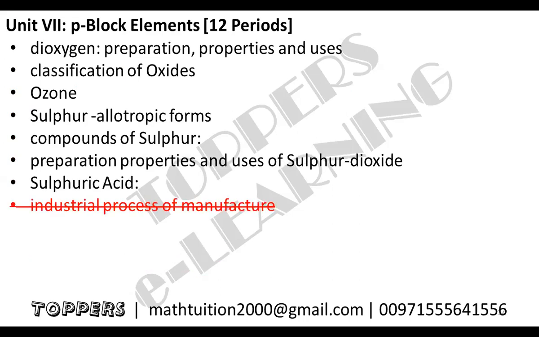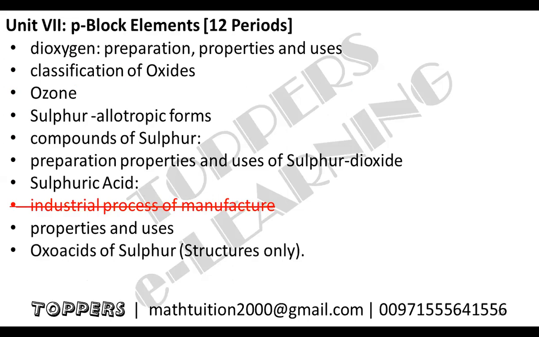Sulfuric acid: the industrial process of manufacture of sulfuric acid is removed, but sulfuric acid, its properties and uses are there. Oxo acids of sulfur, structures only, are there. The industrial process of manufacture, that part is removed.